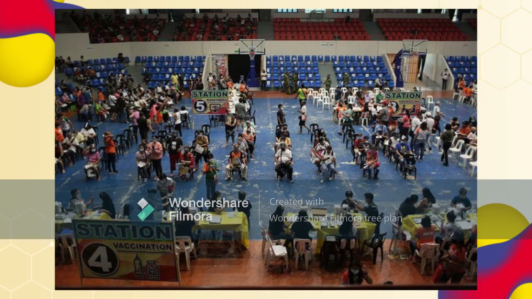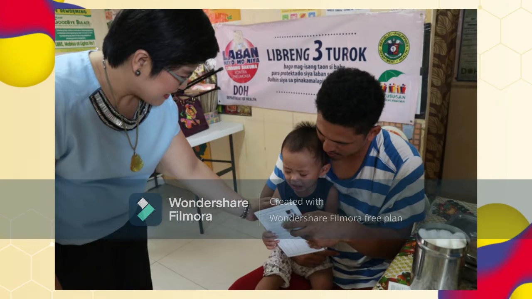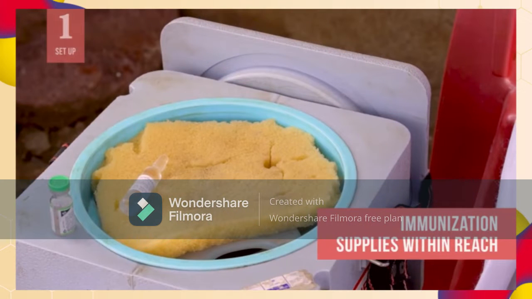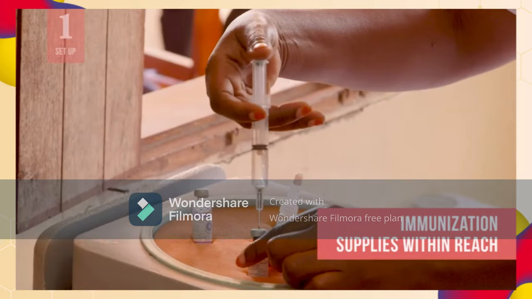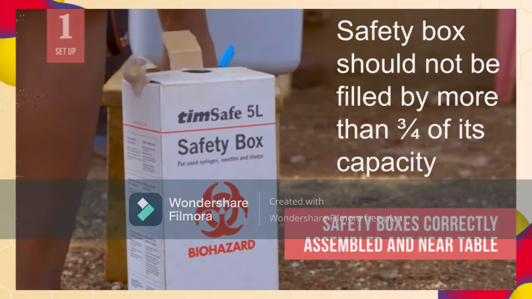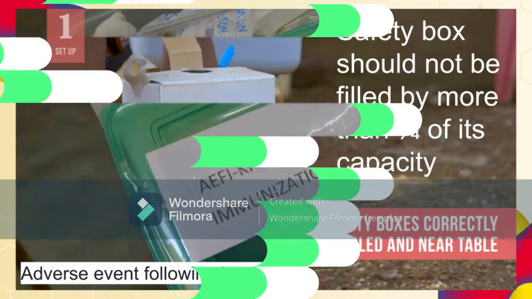Plan the layout of the immunization workspace such that where possible, there is a separate table for vaccination and another for examinations if these are taking place at the same time. There is a space or barrier between the infant and all needles or sharp objects. Persons administering vaccines have his or her own safety box. Ensure that immunization supplies are within reach and that vaccine and diluents are kept in a vaccine carrier. Safety box should not be filled more than 3/4 of its capacity.